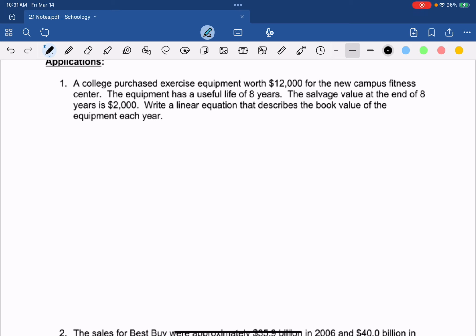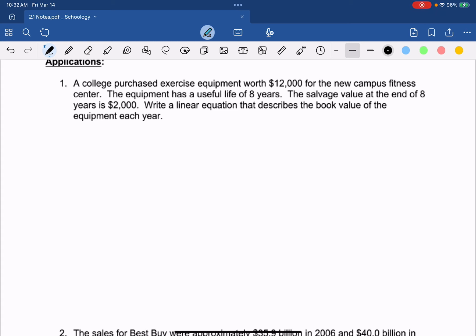Okay, but here I have our first application problem. It says a college purchased exercise equipment worth $12,000 for the new campus fitness center. The equipment has a useful life of 8 years. The salvage value at the end of 8 years is $2,000. Write a linear equation that describes the book value of the equipment each year.